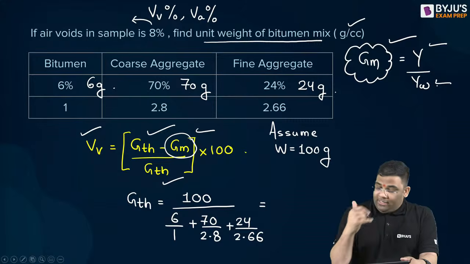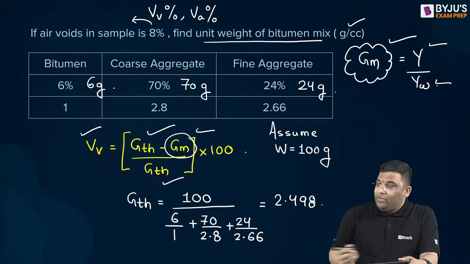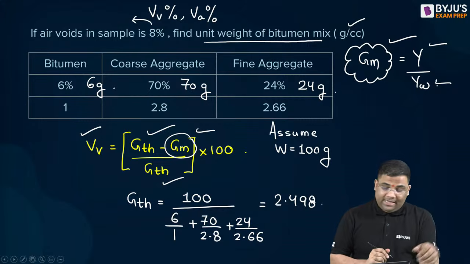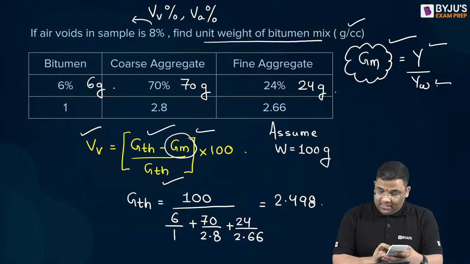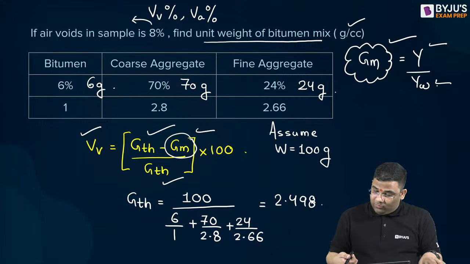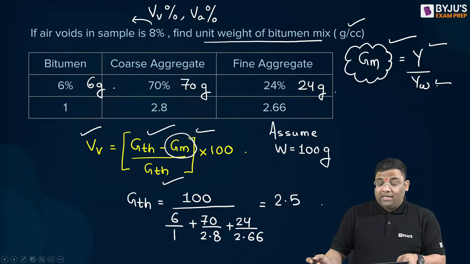How much G theoretical are you getting? You are getting 2.498. Very good. Others also please contribute. 24 divided by 2.66, then plus 70 divided by 2.8, plus 6, then divide 100 by this. Yes, I am getting 2.49 almost. I can round it up to 2.5 also. So G theoretical is 2.5.